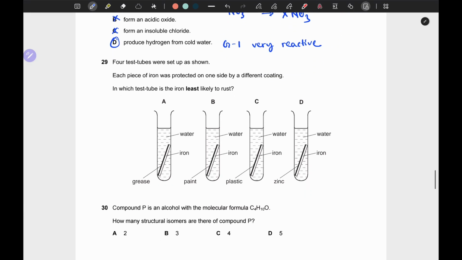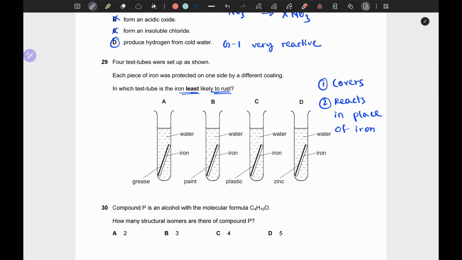Moving on to 29, 4 test tubes were set up as shown. Each piece of iron was protected on one side by a different coating. In which test tube is iron least likely to rust? Now, since it's least likely to rust, we need to think of the test tube that has the most protection for iron, and it will protect it in two ways. First one, it covers the iron. Secondly, it will react in place of iron.